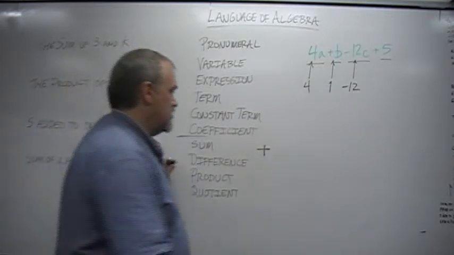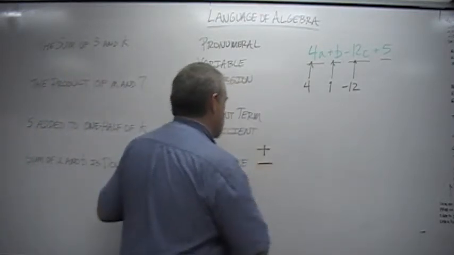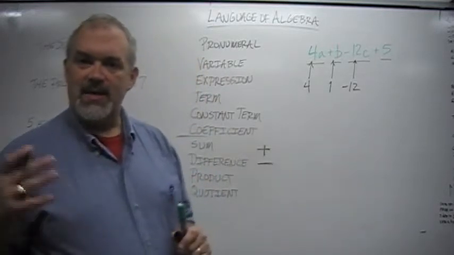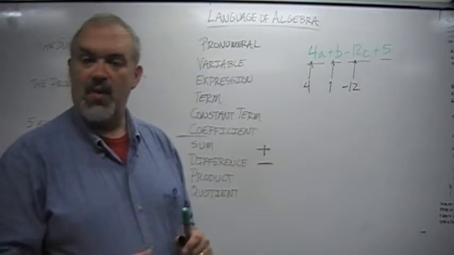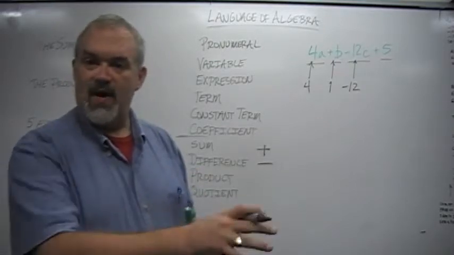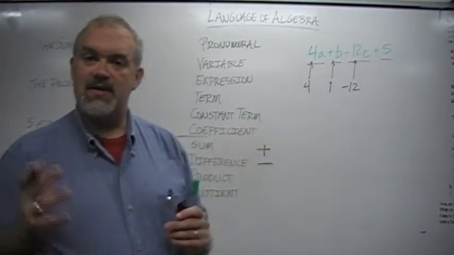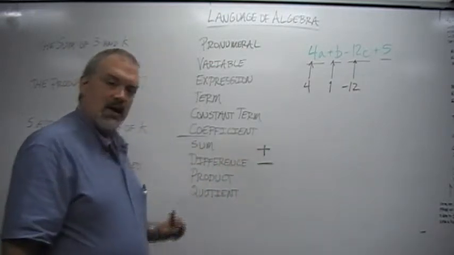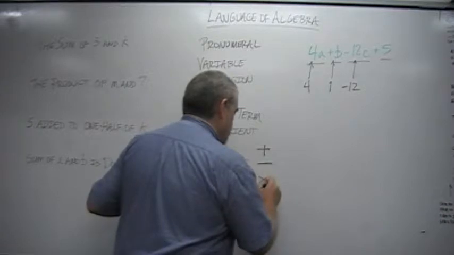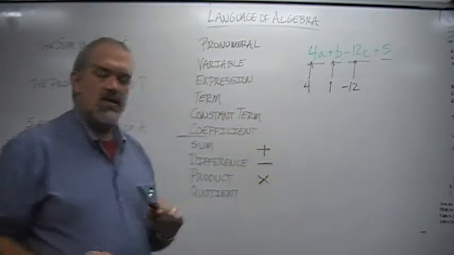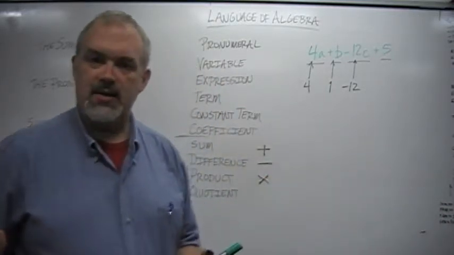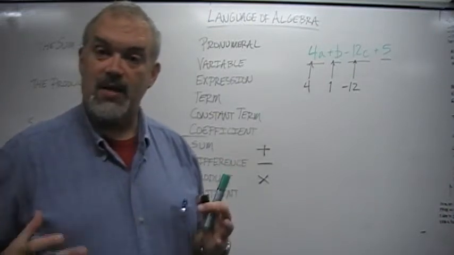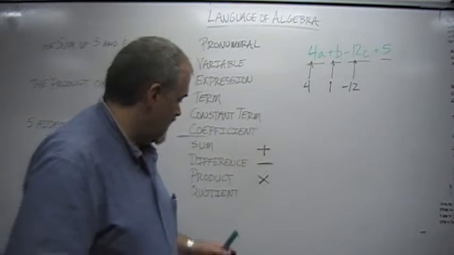Difference refers to subtraction or minus. So if I said, what is the difference between 8 and 5? That means 8, take away or subtract or minus 5. 8 minus 5 is 3. The difference of 8 and 5 is 3. Product is multiplication or times. So if I want to know what the product of 3 and 5 is, that means 3 times 5. The product of 3 and 5 is 15.